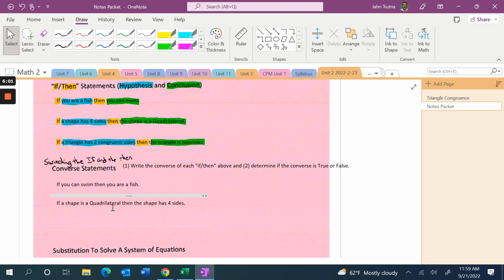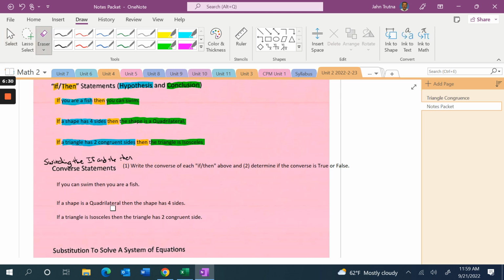The third sentence: if a triangle has two congruent sides, then the triangle is isosceles. The converse of that would be: if a triangle is isosceles, then the triangle has two congruent sides. All right? So there we go. That's how you write the converse.